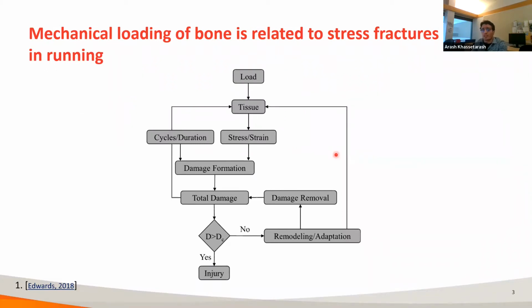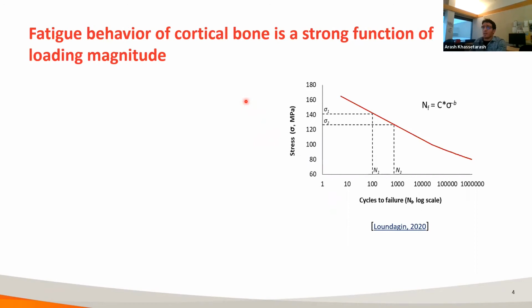It is hypothesized that stress fractures are biomechanical events resulting from mechanical fatigue. So we have some load that is applied to a tissue with material properties and geometry, and it causes stress and strain in that tissue. And then that would cause damage formation. And if the loading is repetitive, this damage would accumulate. And when the total damage becomes larger than a certain amount, then an injury would occur. And of course, there is a role of remodeling, adaptation, and damage removal. But the important thing is that the mechanical loading is the initiator of this phenomenon.